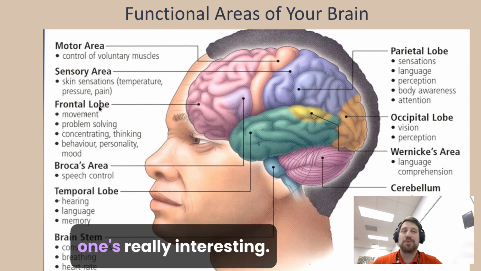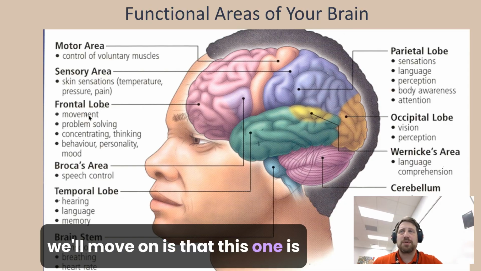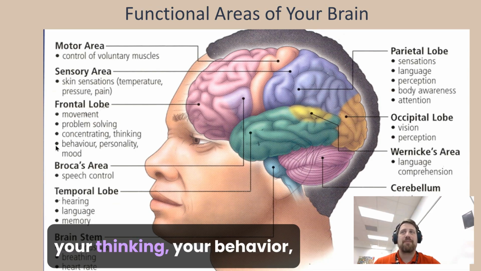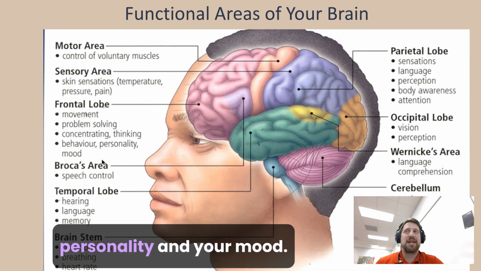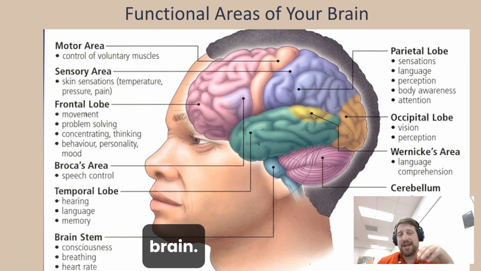And then this frontal lobe, this one's really interesting. I'll talk about this real quick and then we'll move on. This one is responsible for your movement, your problem solving, your concentration, your thinking, your behavior, personality, and your mood. It's a really important part of your brain.